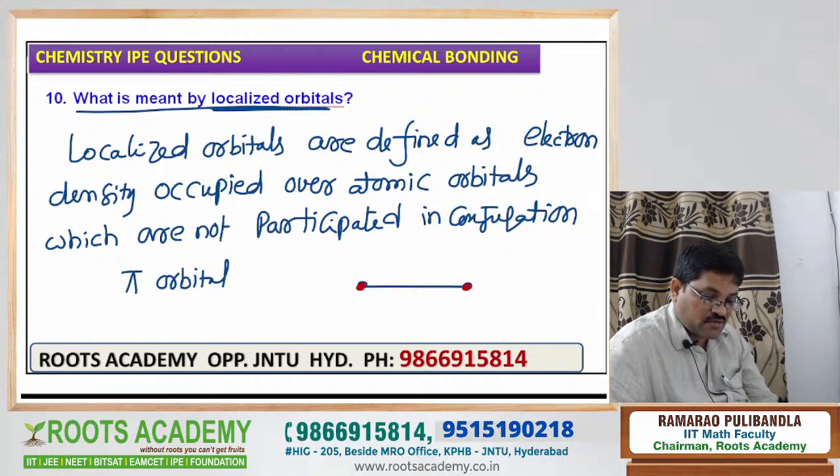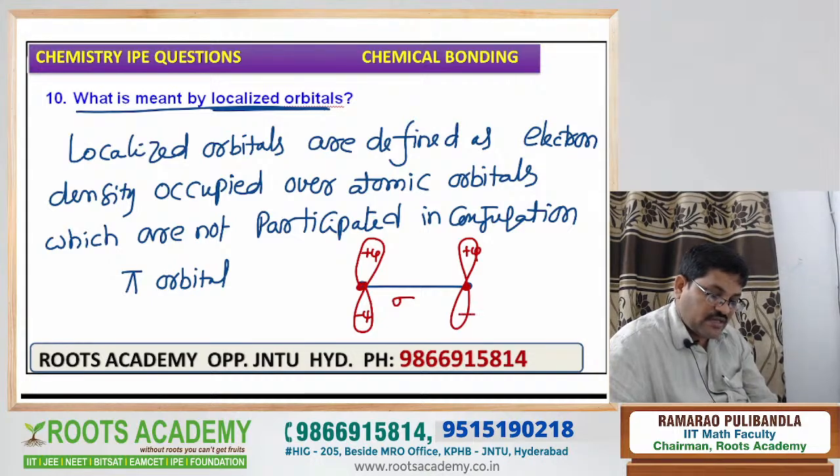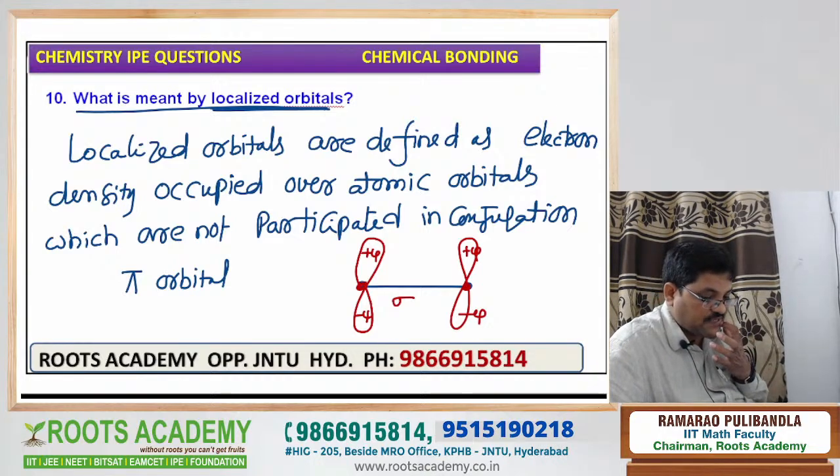Sigma bond, yes or no? Now this is a pi bond representation like this. This is the positive side, this is the negative side. What do the positive side and negative side indicate? Electron density occupation.